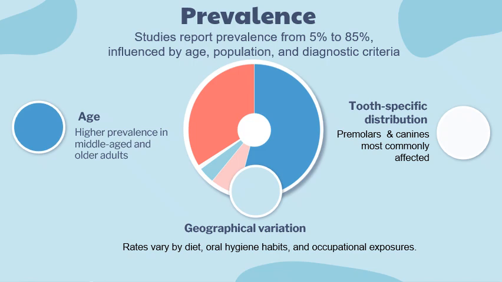So, how common are they? The prevalence varies widely from about 5 to 85% in different populations. They are most frequently seen in middle-aged and older adults, and the teeth most often affected are premolars and canines. Factors such as diet, oral hygiene practices, and even occupational exposures influence their occurrence.